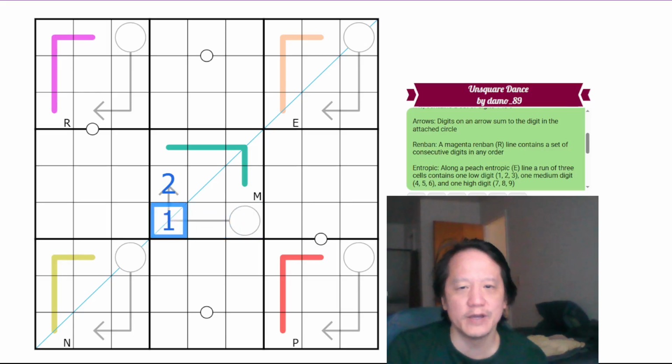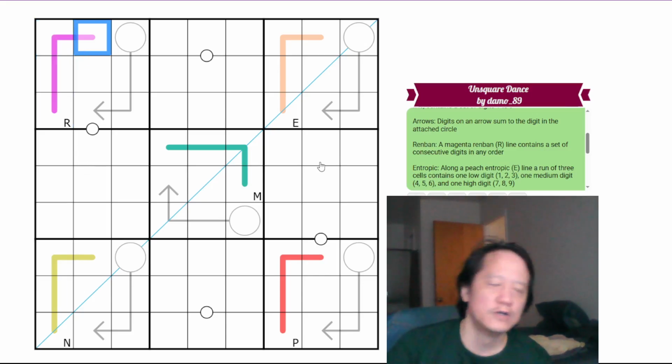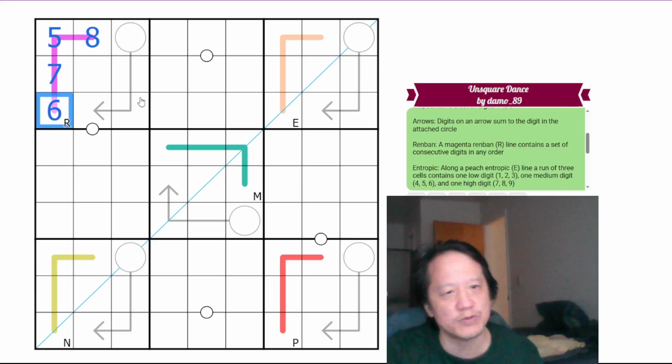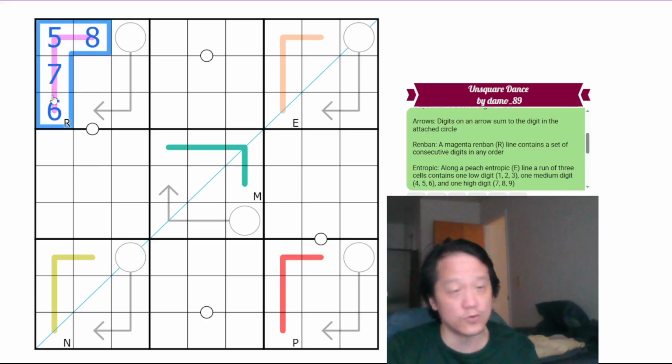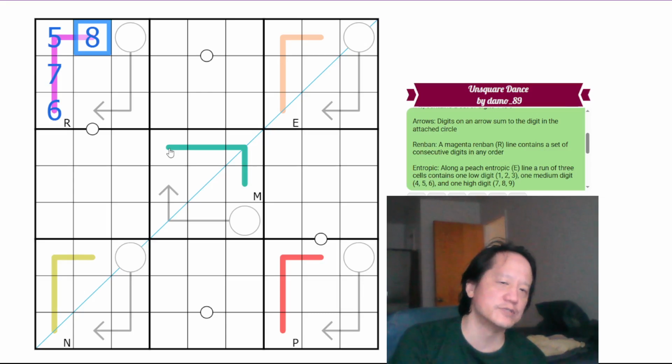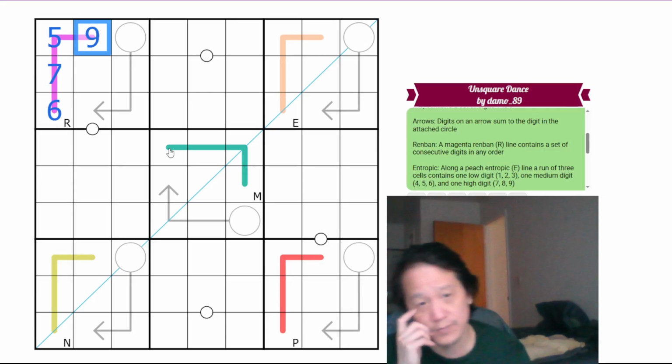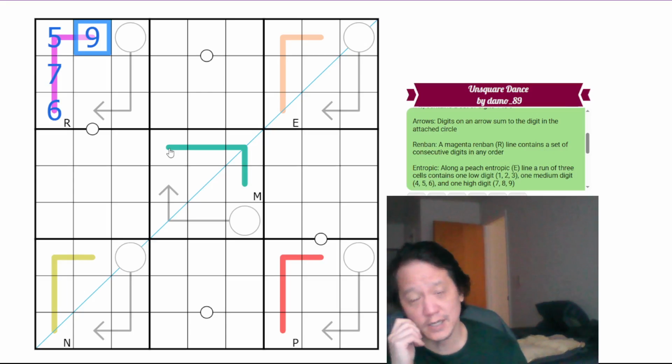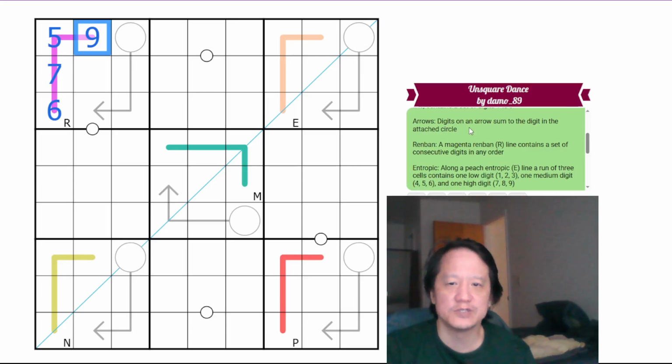We have a Renban, where the magenta Renban R line contains a set of consecutive digits in any order. So you could have something like, say, 8, 5, 7, and 6, and this would be valid, because these form a set of consecutive digits: 5, 6, 7, 8. What you could not have, though, is something like 5, 6, 7, 9 here, because that's obviously not forming a consecutive set. So that's an example of how Renban lines work.